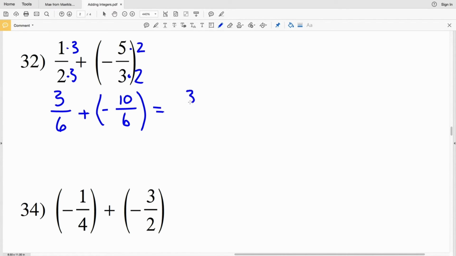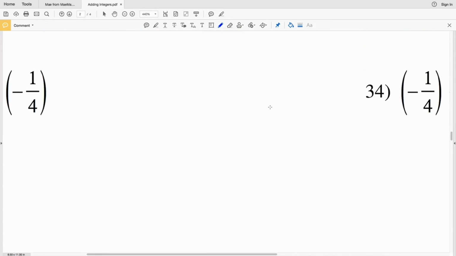This is going to be 3 plus a negative 10 all over 6. 3 plus a negative 10 is the same as saying 3 minus 10, which we know is going to put us at a negative 7. So this answer is going to be negative 7/6.